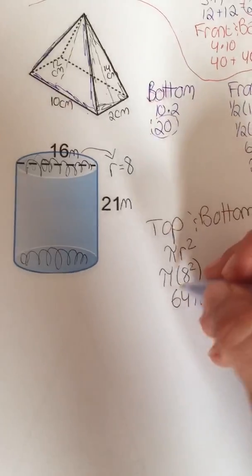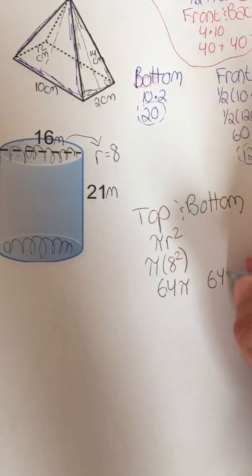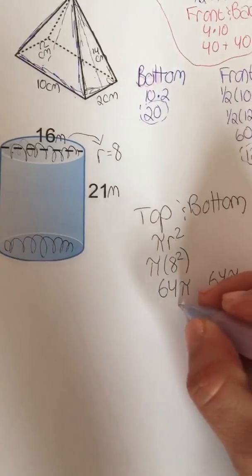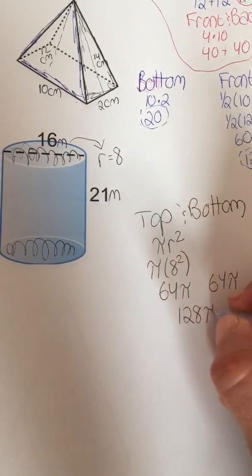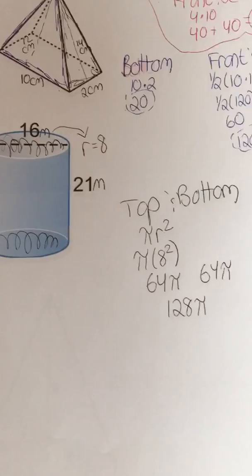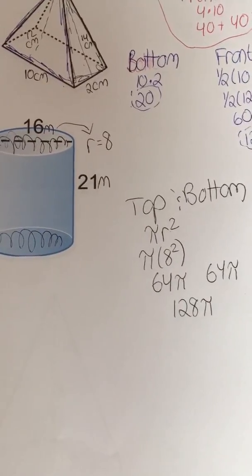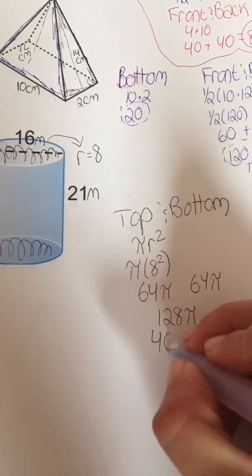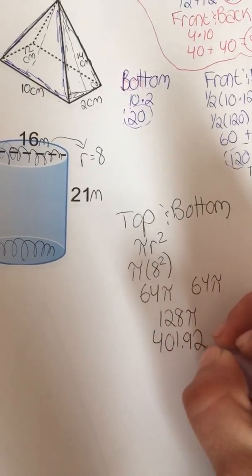You have 64 pi on the top and 64 pi on the bottom, gives you a total of 128 pi. So you can multiply 128 by 3.14. And that should be 401.92 for the top and the bottom.